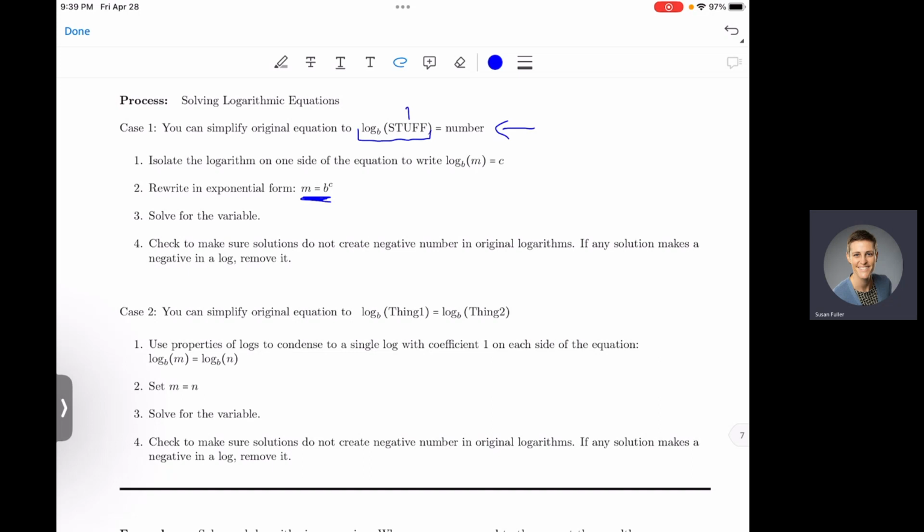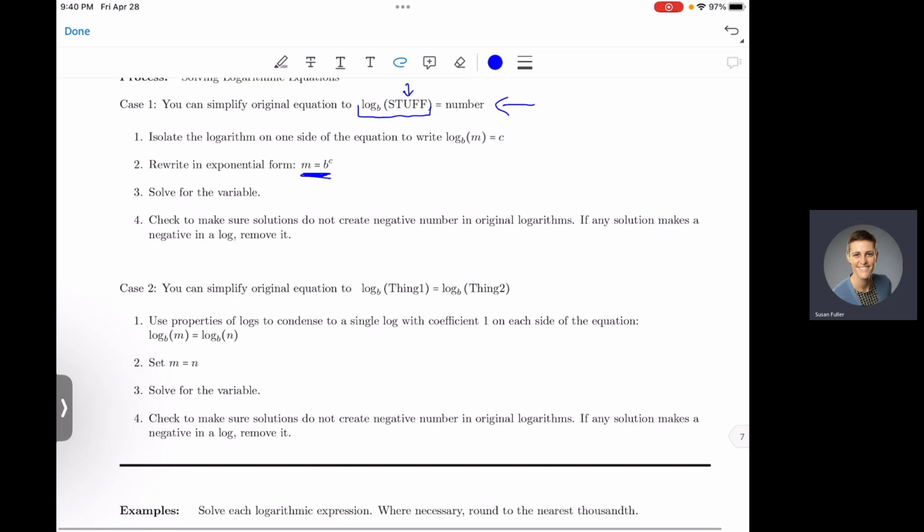Now, when you check your solutions, make sure that when you plug in any solutions, anything inside a logarithm is strictly greater than 0. We can't take the log of a negative number. We can't take the log of 0. So if any solution creates a negative number or a 0 inside a logarithm, we have to toss it out, and that can't be a solution to our equation. So that's the process if we can get a single log by itself.